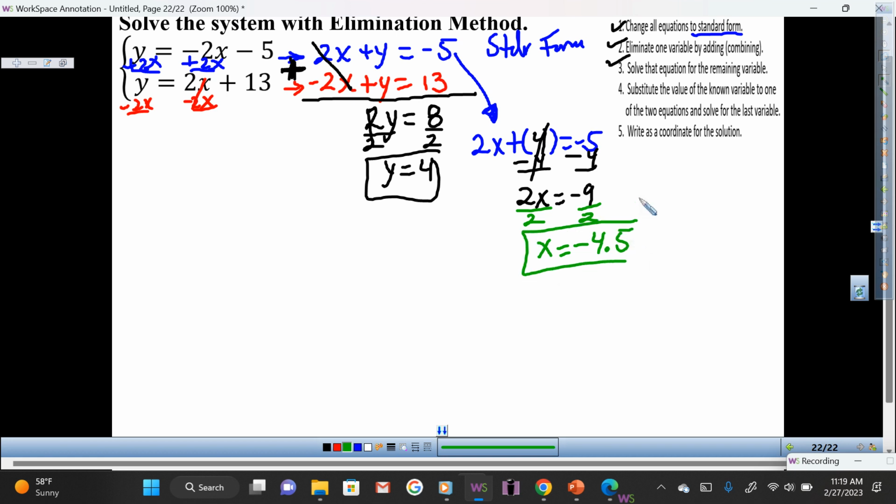All right, so we're done with step 4. Step 5, it just says write your solutions as a coordinate. So my coordinate is what? Negative 4.5 and 4. This is my solution.